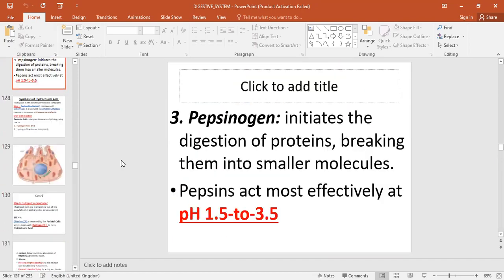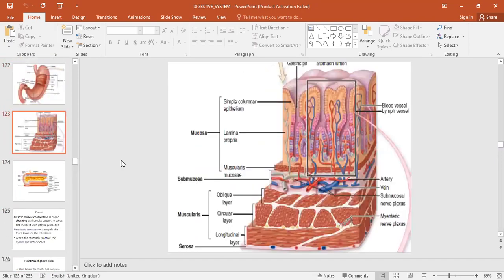Okay, I don't have it. But it's there in some, yeah, Meissner's nerve plexus. So these are nerves found in the submucosa. They control blood vessels here, lymphatics, and the cells in the submucosa and mucosa. We now look at the muscle layer.